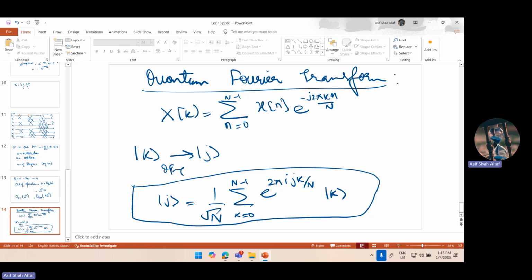Now these basically represent the amplitudes, and the factor here, 1 divided by root n, is the normalization factor. Now let's try to expand it and give it a different shape so that we can make a circuit out of it and compute it on a quantum computer.